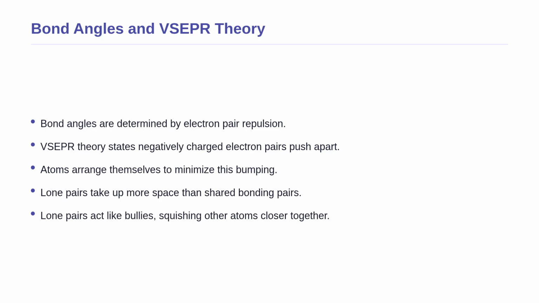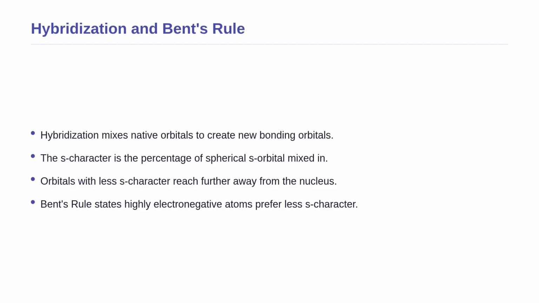However, not all pairs push with the same force. A lone pair, which is not shared with another atom, takes up more space. It acts like an invisible bully, pushing harder and squishing the other bonded atoms closer together, reducing the bond angle. To predict exact angles, we must combine VSEPR theory with orbital hybridization and Bent's rule.